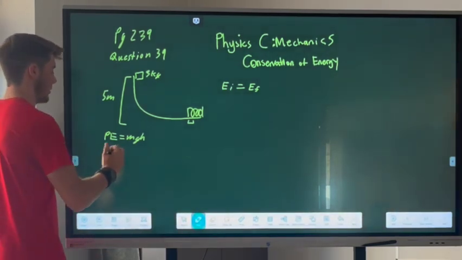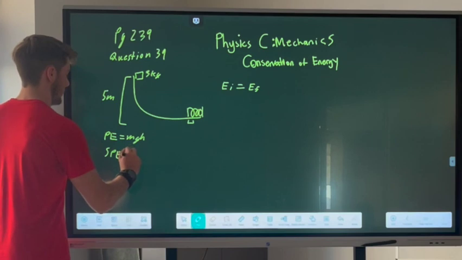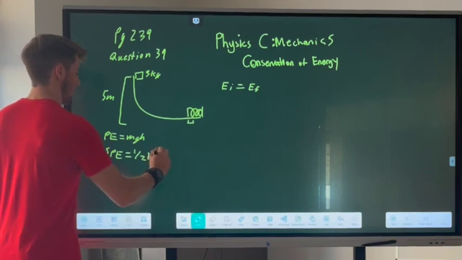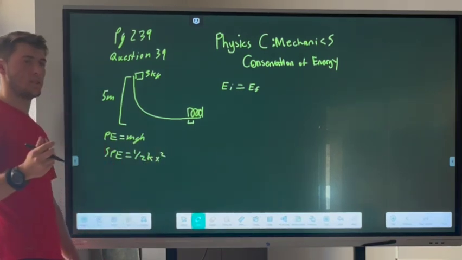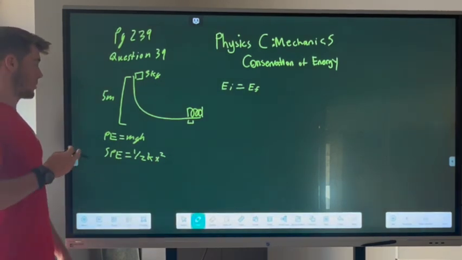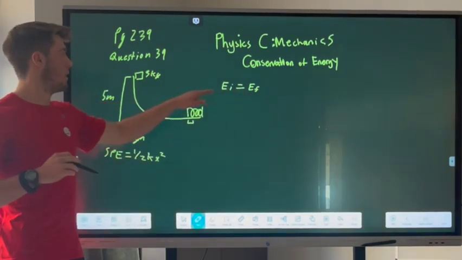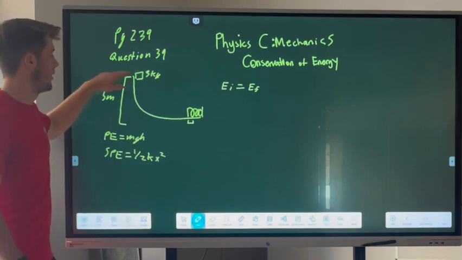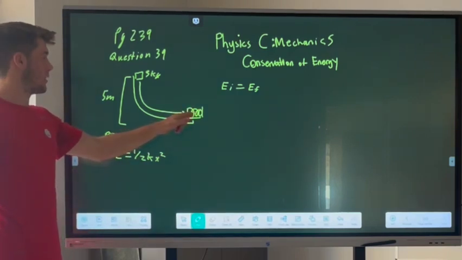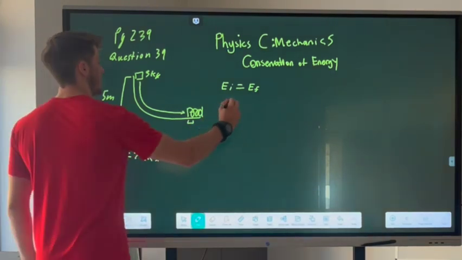And then the second thing we need to know is the equation for spring potential energy. That is 1/2 k x squared, where k is the spring constant and x is the compression of the spring, the distance. So those are the two equations that we need to know. Since they have to equal each other, the initial situation is the box up here. Once it travels down here, the final situation is the compressed spring. So we can set up this equation like so.